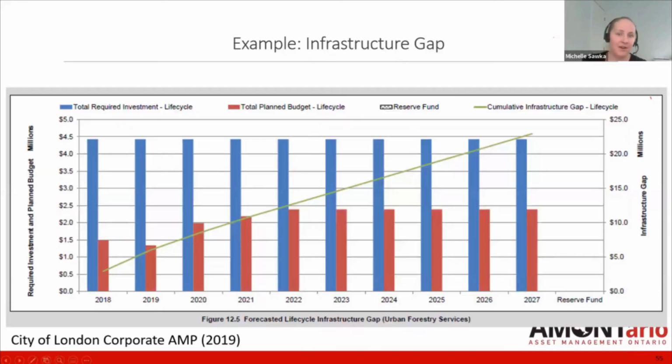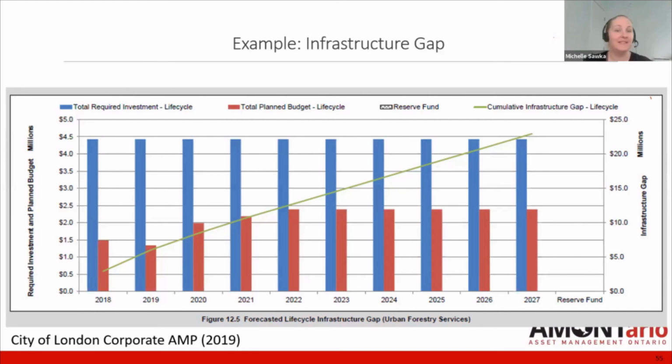This is an example from London's urban forest. They're forecasting, showing the required investments in the blue bars, the existing planned budget in the red, and then the cumulative expected infrastructure gap due to these funding shortfalls is the green line. So there will likely be an infrastructure gap for all assets, including green infrastructure assets. But this process really helps municipalities make decisions about where to direct funding to close those gaps. And hopefully, one of the goals of asset management planning is that someday these gaps will be reduced, right?